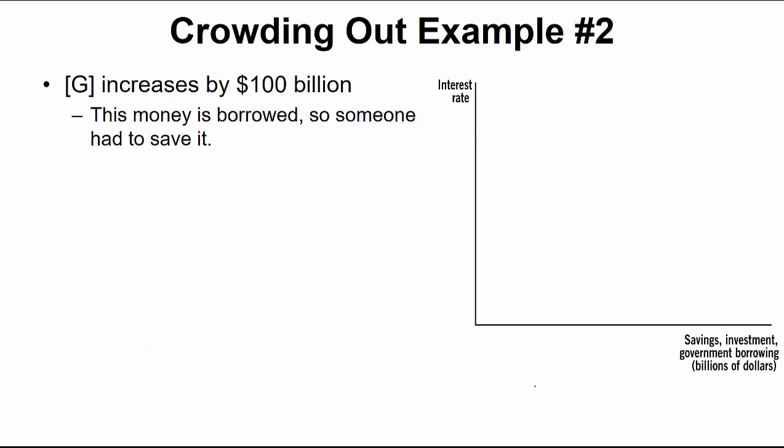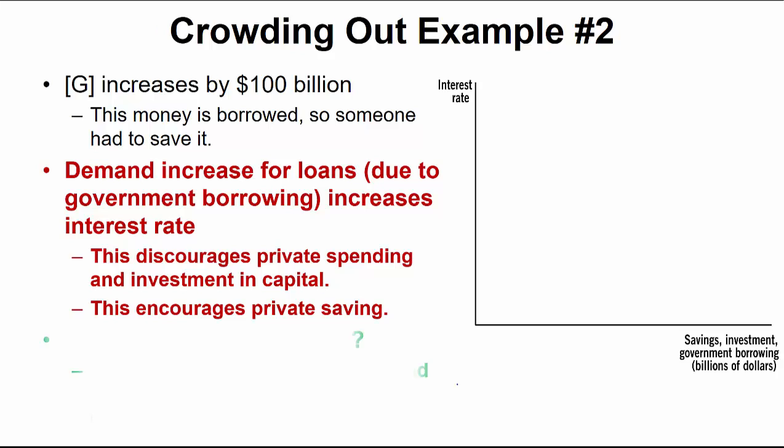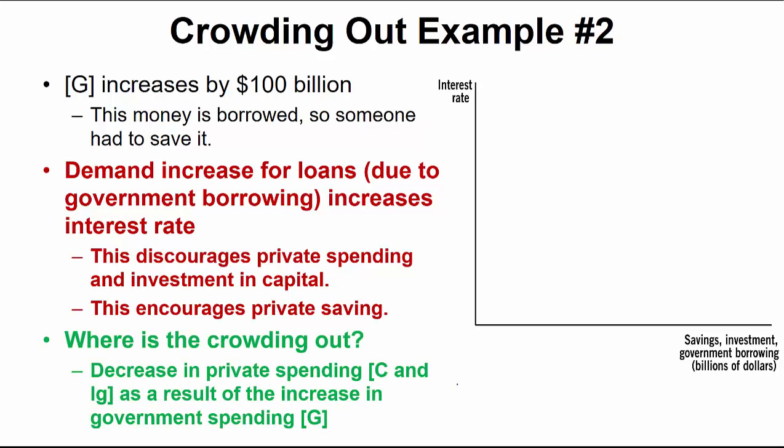Example number 2 is the one that will be most commonly referred to as crowding out, and this just occurs when the government increases spending. They have to borrow money to pay for the spending. So let's look at what happens. We have our loanable funds market. There's a supply of loanable funds and a demand for loanable funds. Remember, the demand curve, at least part of it, is investment spending. So the interest rate is very important when it comes to investment spending.